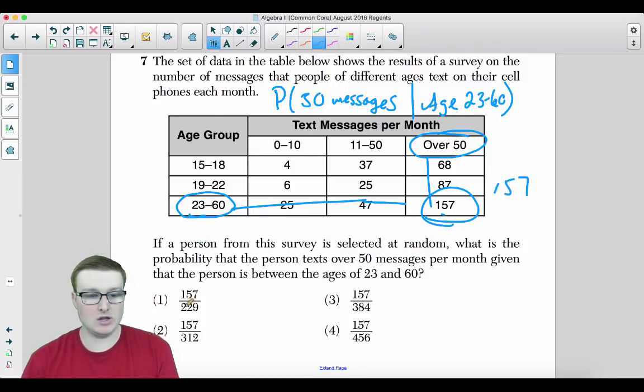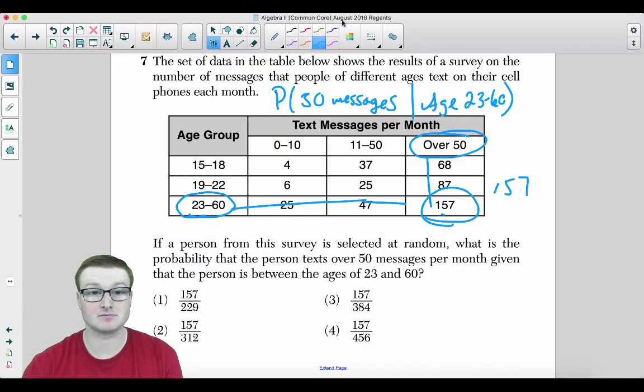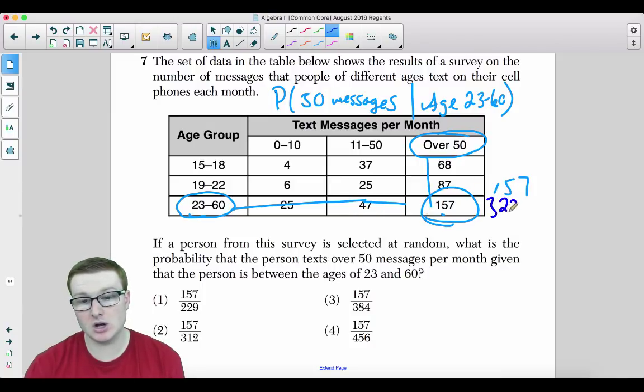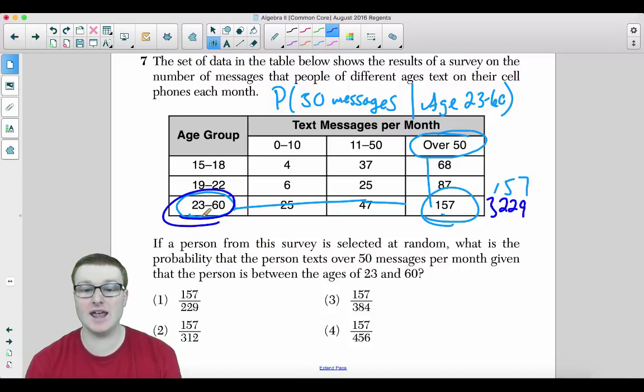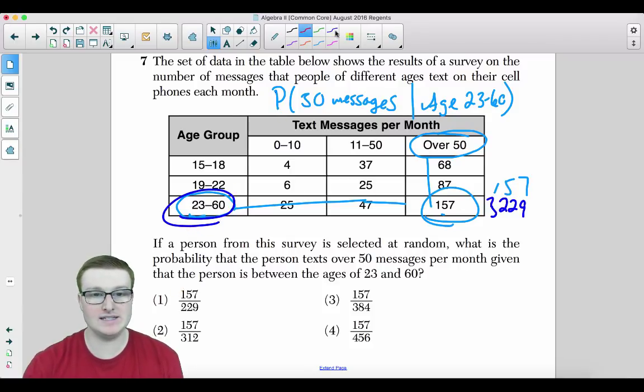Okay? So we know that our numerator is correct. So what is the denominator? Well, how many people are in the age group of 23 to 60? Well, there's 25 plus 47 plus 157. There's a total of 229 people in the 23 to 60 age group. So your answer is actually 157 over 229. Your answer for this one is going to be choice 1.